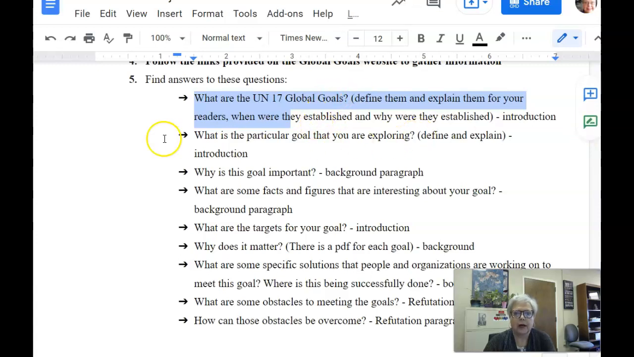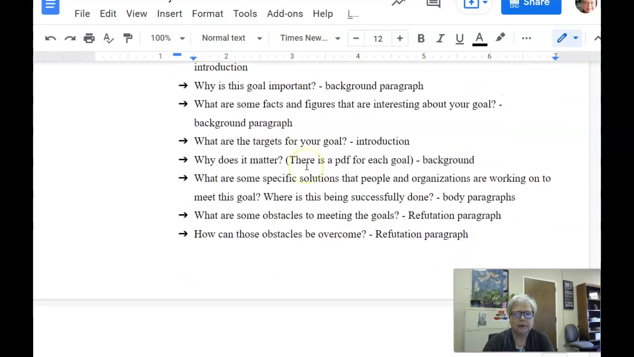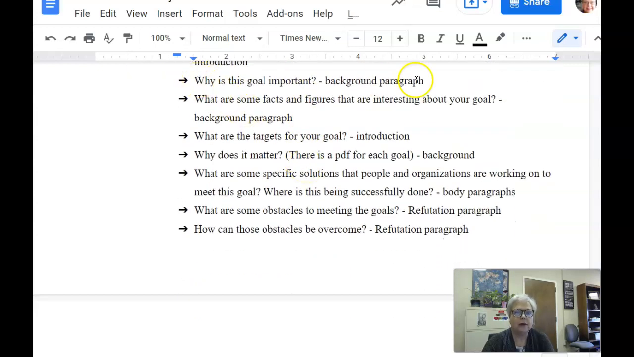Okay, so that information about what the global goals are, you're going to use that in your introduction paragraph. We're not going to write the introduction yet. I just want you to research right now. What is the particular goal you're exploring? Of course, you got to pick that. Why is the goal important?